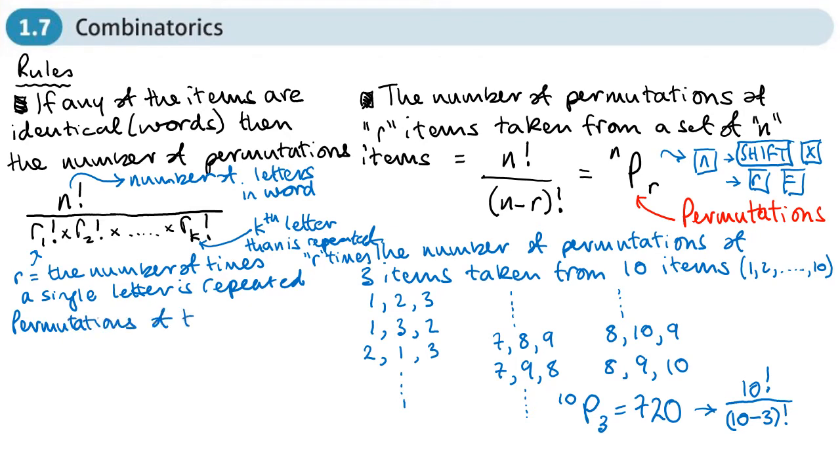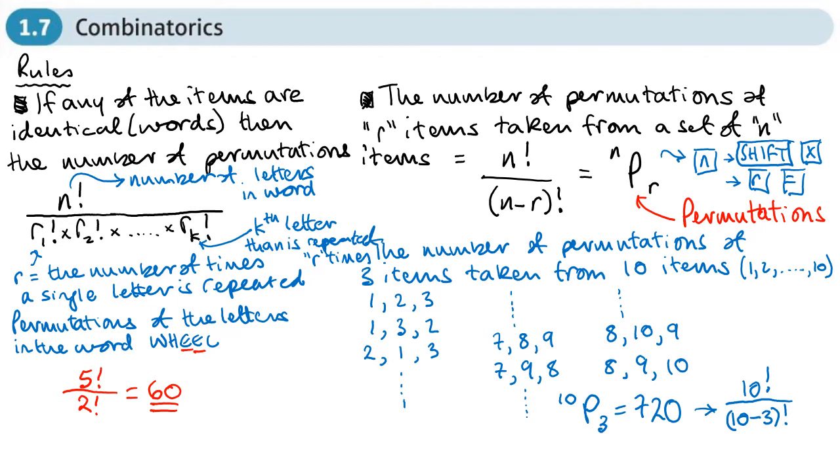Okay, so let's do an example. So let's say I wanted to know the number of permutations of the letters in the word wheel. So there are 5 letters in the word, so n will be 5, so 5 factorial. And one of the letters appears twice, so I need to divide it by 2 factorial.